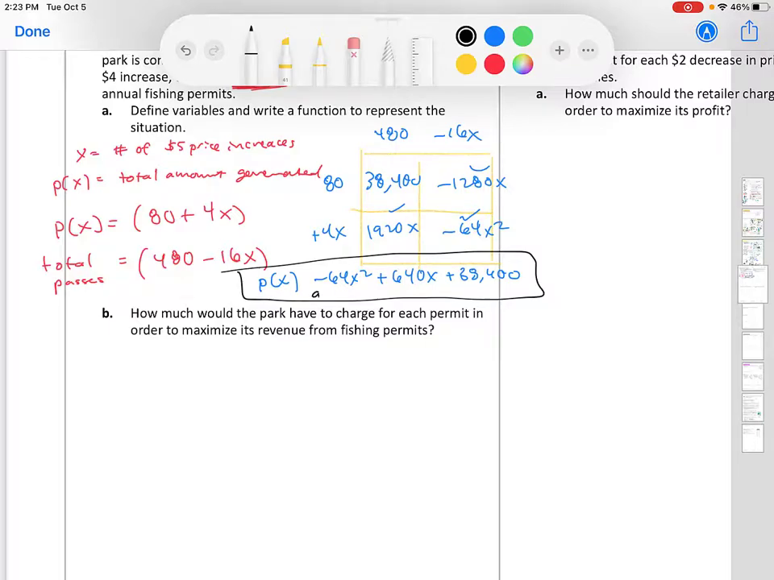Okay, from there, all I need to do is solve for x. Sorry, not solve for x. We're trying to find the x value of the vertex, which is of the maximum. So a is negative 64. B is 640, and C is 38,400. So x equals negative b over 2a. My b value is 640. My a value is negative 64. So 640 divided by 128 gives me negative 5. So x equals also 5.